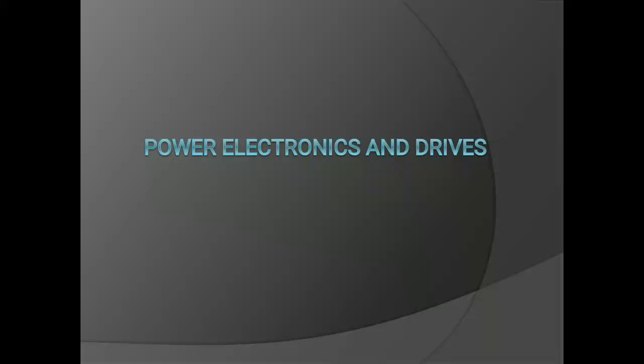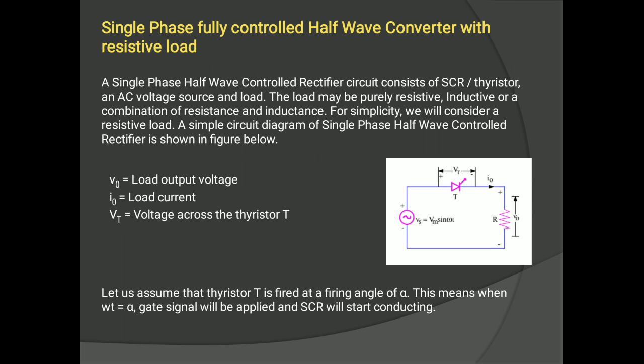Today we will study the chapter Converter and Inverter of the subject Power Electronics and Drives. Single phase fully controlled half-wave converter with resistive load. Here, a single phase half-wave controlled rectifier circuit consists of a thyristor, an AC voltage source and a load. The load may be purely resistive, inductive or a combination of resistance and inductance, but here we will consider a resistive load.